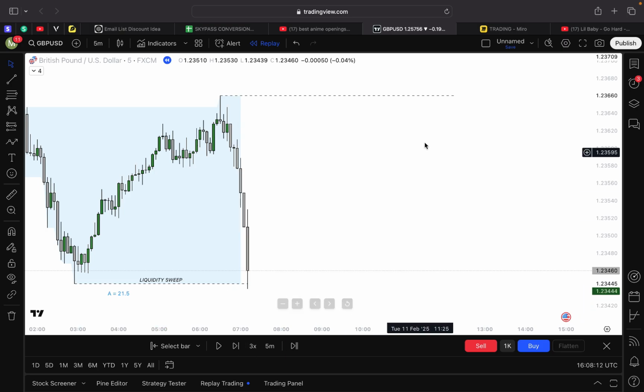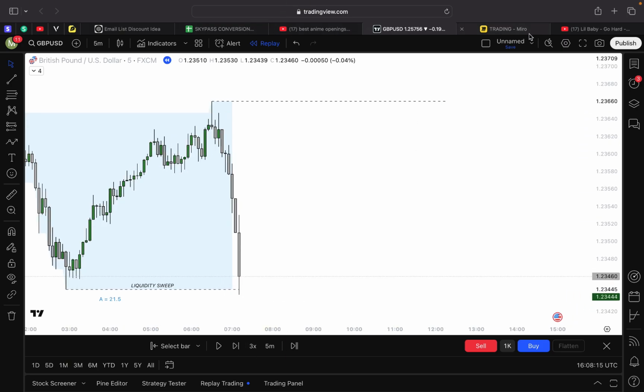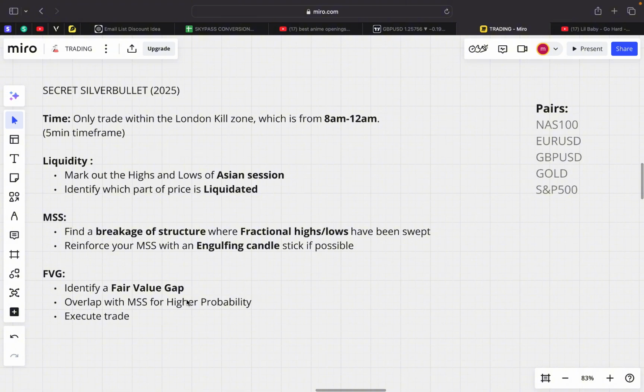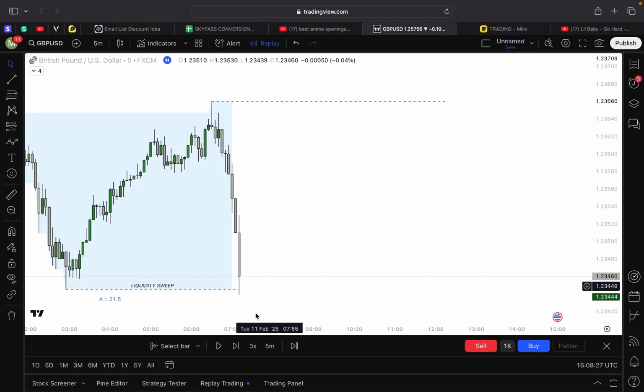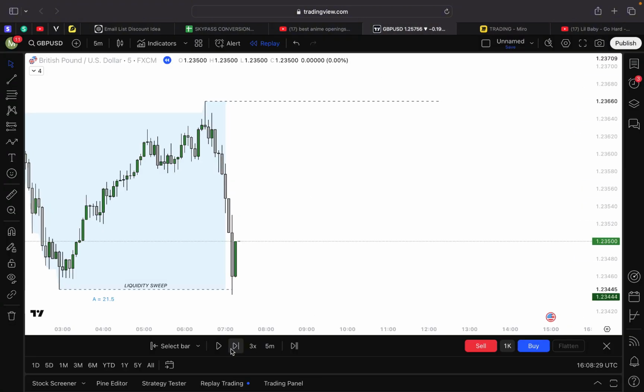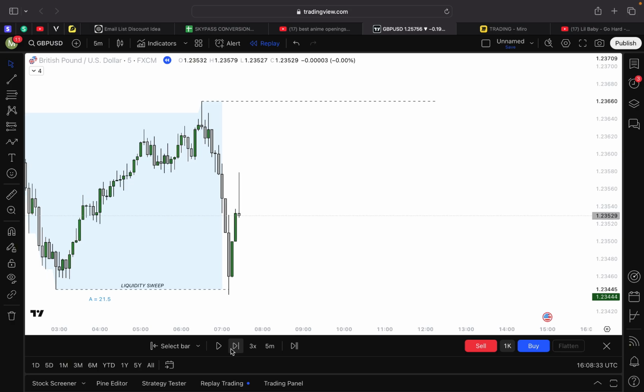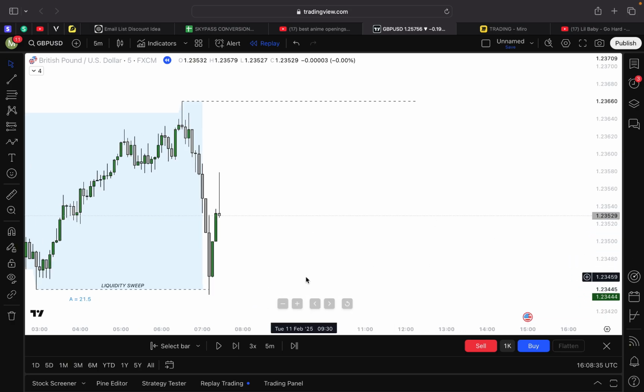And once we've got this liquidity sweep, now we're very, very confident on what we need to do next, because we need to just find a break of structure where fractal highs and lows have been swept, and we can reinforce our market structure shift with an engulfing candlestick, okay? All we've got to do now is find a break of structure, right? So if I play price forward until we find a break of structure towards the upside, you can see right there, and right there, that's another candle.